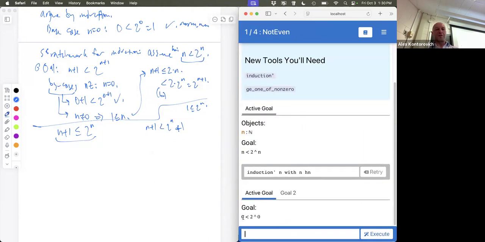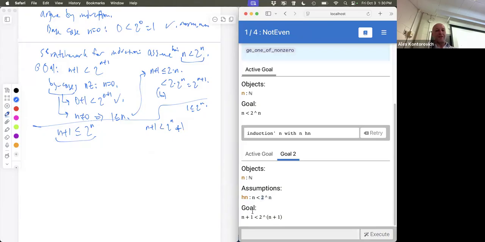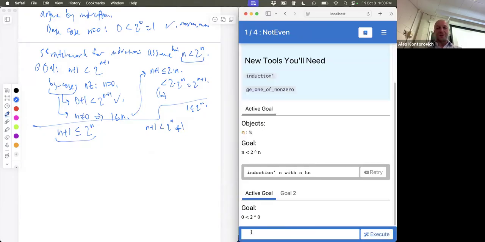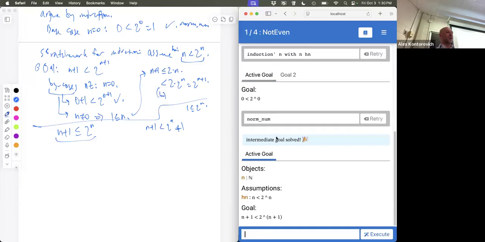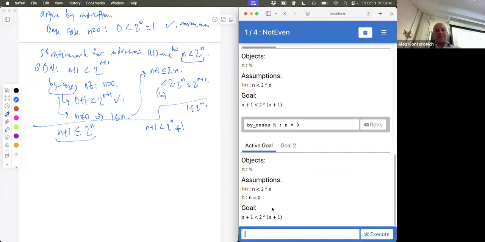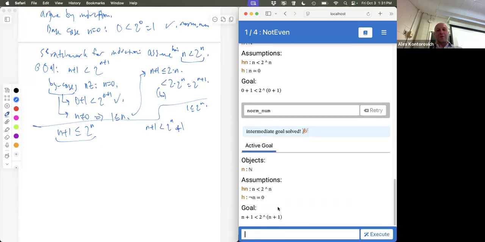All right, we have two goals. The first goal is that 0 is less than 2 to the 0, and the second goal has the induction hypothesis and then this goal. The first is done by norm_num, just numerical evaluation. This one we're going to break by cases on H, which is whether n is equal to 0 or not. If n is equal to 0, then rewrite the fact that n is equal to 0 and norm_num. And if n is not equal to 0, well, then we have a fact, let's call it F1, that n is at least 1.